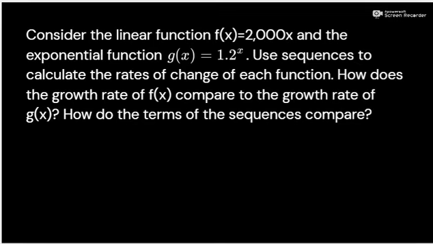Consider the linear function f of x equals 2,000 times x, and the exponential function g of x equals 1.2 raised to the power of x. Use sequences to calculate the rates of change of each function. How does the growth rate of f of x compare to the growth rate of g of x? How do the terms of the sequences compare?